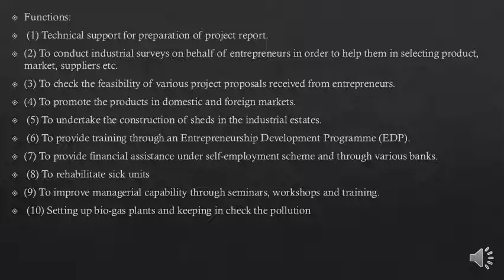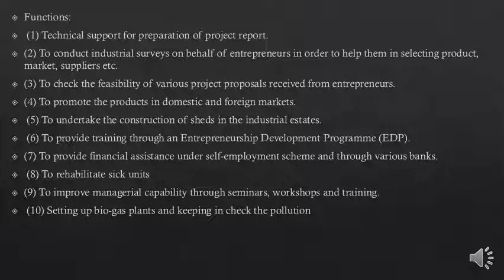To undertake the construction of sites in the industrial estate. It means that the infrastructure is provided by the DIC. They provide training through the entrepreneurs development program. They provide the training through the EDP program, and provide financial assistance under the self-employment scheme and through the various banks.